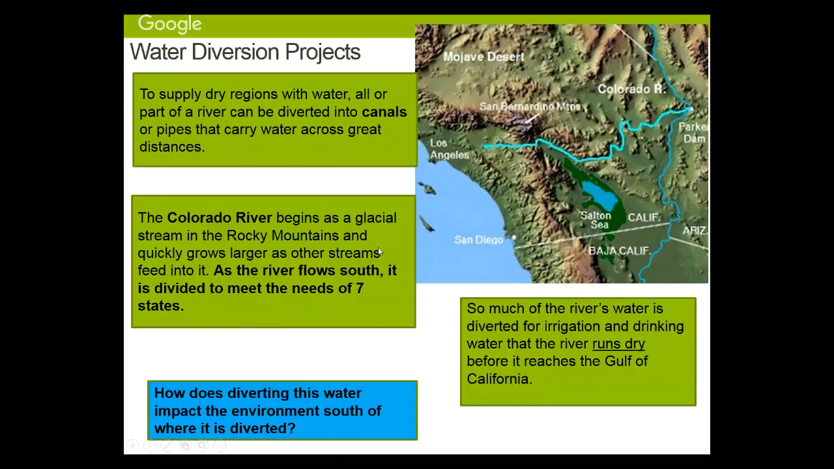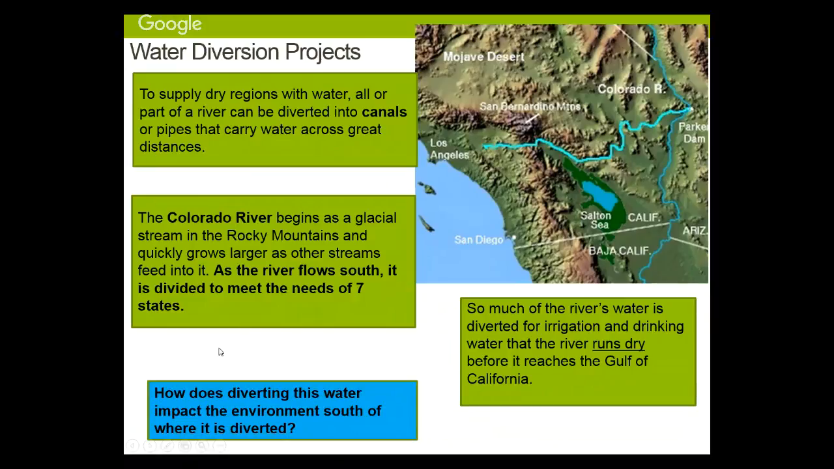The Colorado River actually begins as a glacial stream in the Rocky Mountains, and it quickly grows larger as other streams feed into it. And as the river flows south, it is divided to meet the needs of 7 different states. So much of the river's water is diverted for irrigation and drinking water that the river runs dry before it reaches the Gulf of California. So there are parts of Mexico that used to have water before we started diverting the water that have no water now.